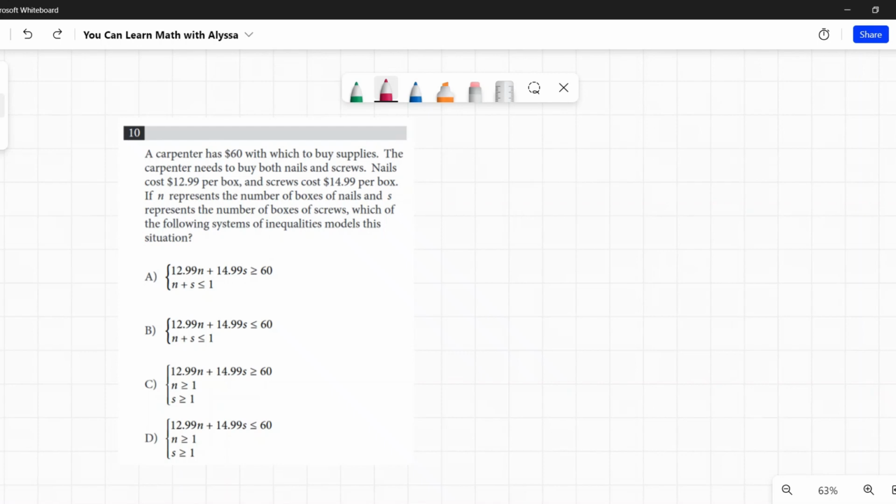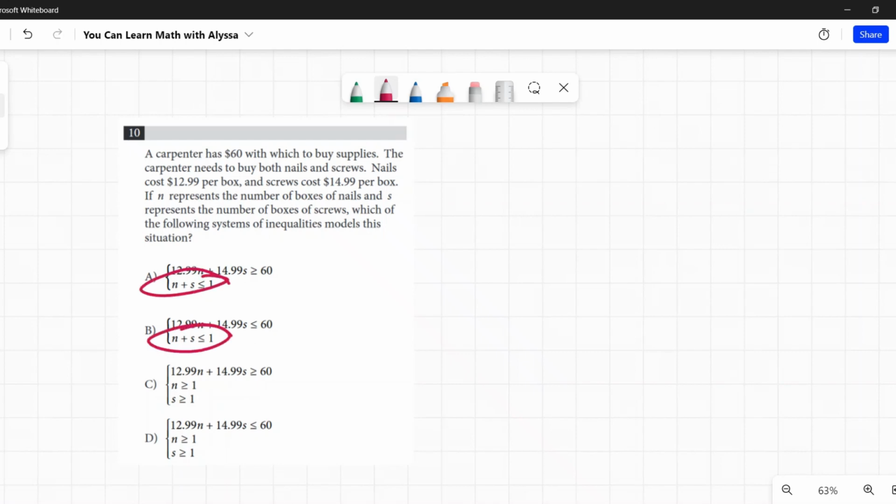And I notice my first two here are very similar. What's the difference in the first two? The only difference in the first equation is that one has a greater than or equal to, and one has a less than or equal to. If I keep going, all of them have the same $12.99N plus $14.99S, but it's the greater than or equal to versus less than or equal to that differs. I have two that say greater than or equal to, and two that say less than or equal to. All right, what's the second part of this?